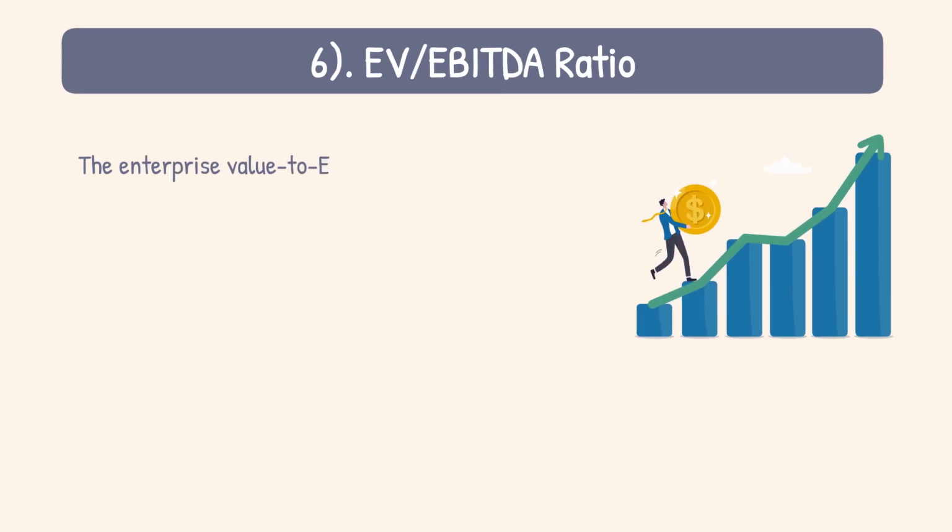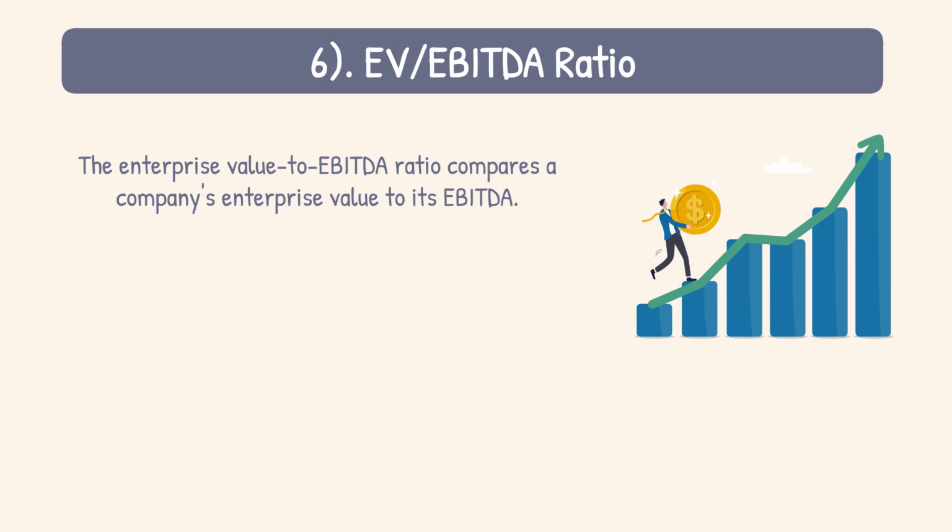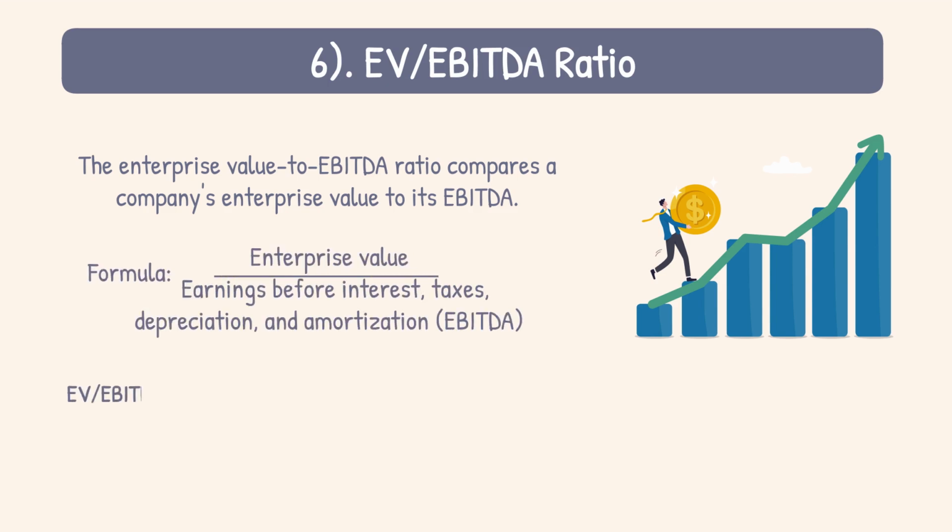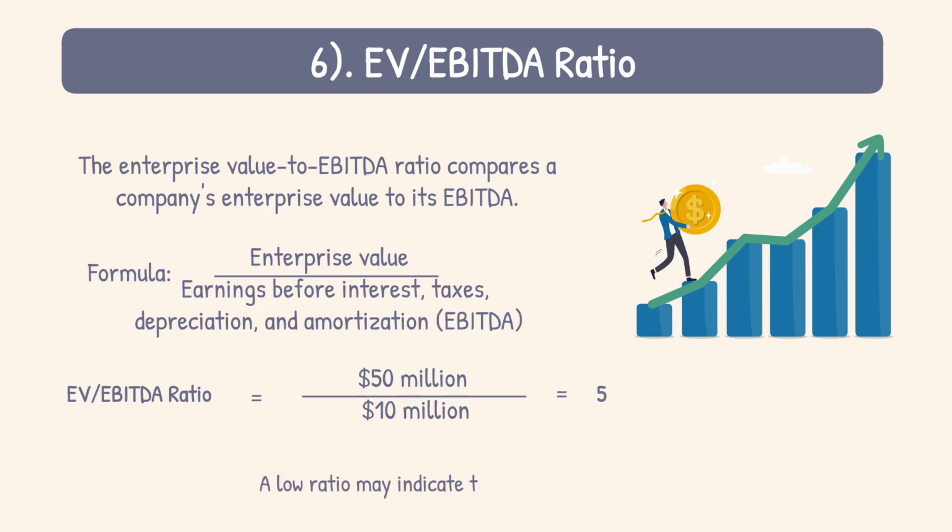EV/EBITDA ratio. This ratio compares a company's enterprise value to its EBITDA. For example, if George Burger Joint has an enterprise value of $50 million and an EBITDA of $10 million, then the EV/EBITDA ratio would be 5, $50 million/$10 million. A low EV/EBITDA ratio may indicate that a company is undervalued.